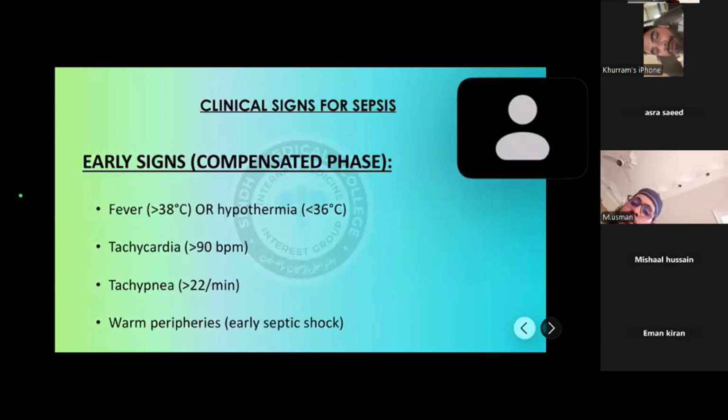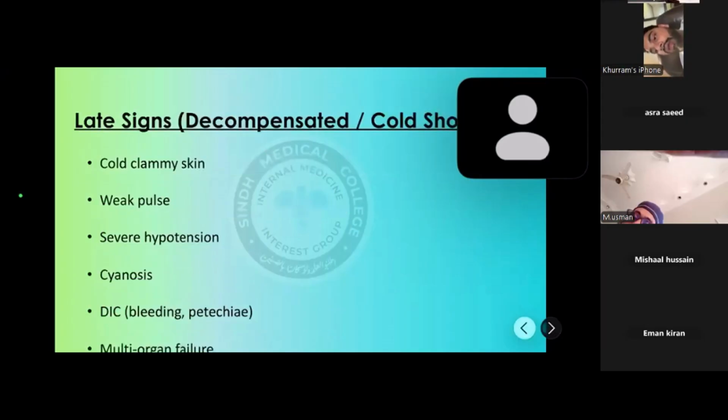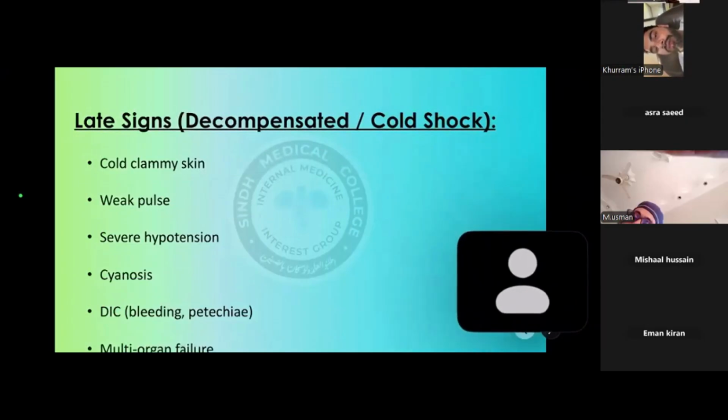And lastly, warm periphery is because of the tachycardia, which eventually results in an increased amount of blood flow initially. So that's why it is mentioned that it is early septic shock when there are warm peripheries in the patient who is coming with these symptoms.